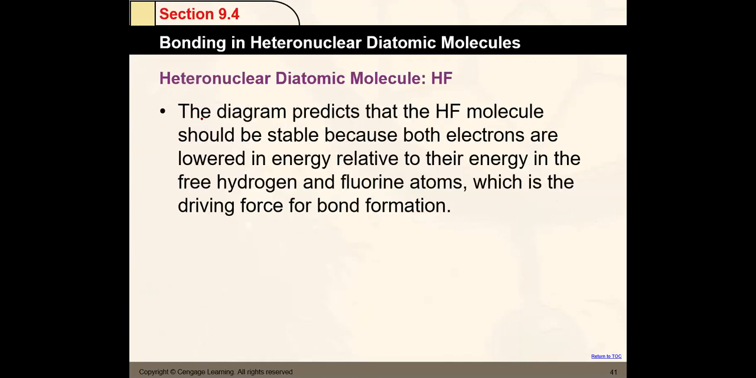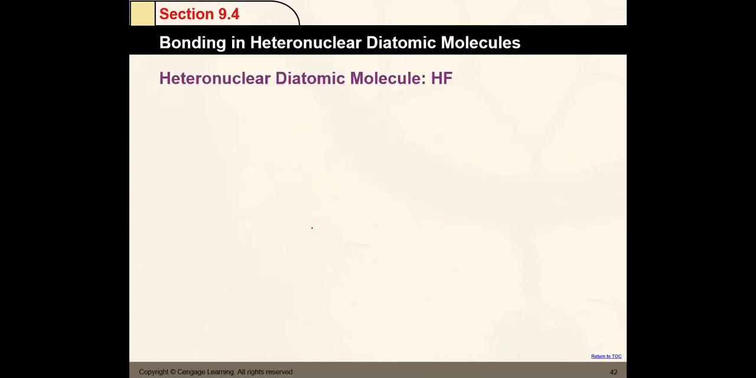So for example, here it says the diagram predicts that the HF molecule should be stable because both electrons are lower in energy. Yes, they're occupying the bonding MO. Again, compared to the energy in the free hydrogen and fluorine atom, which is the driving force. So HF does form a chemical bond because the electrons are occupying a bonding orbital.